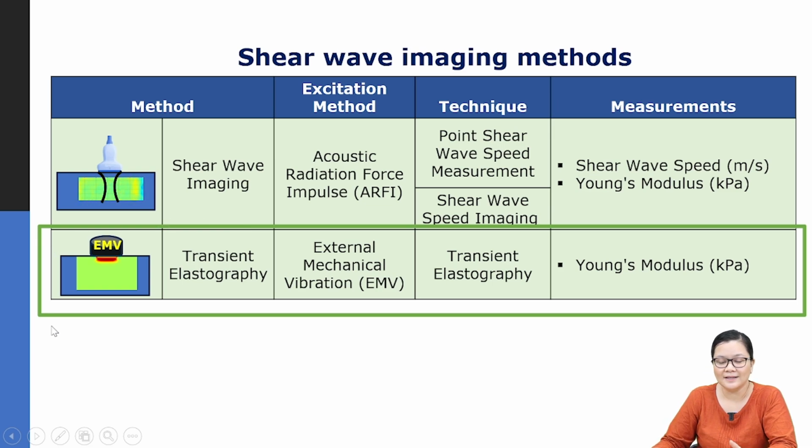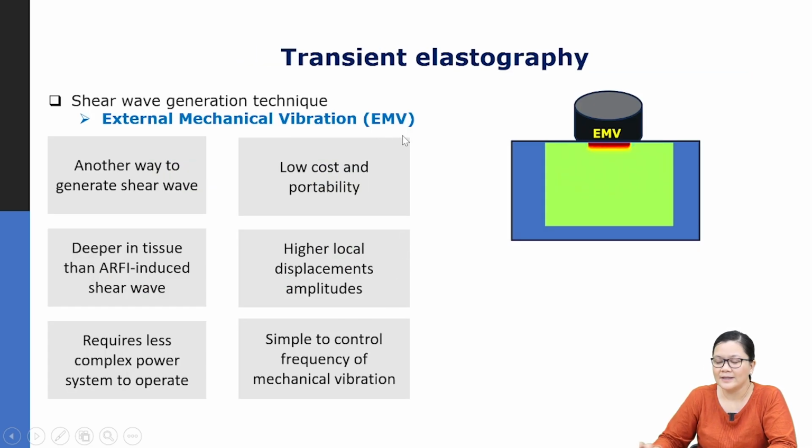Now for the second technique, transient elastography. The way the excitation is done is through an external mechanical vibration system. So it's another way to generate the shear wave. In comparison to RF-based systems, this is fairly low cost and portable. You do not need a high power electronics system to generate the RF. These mechanical vibration systems are affordable and quite low cost.